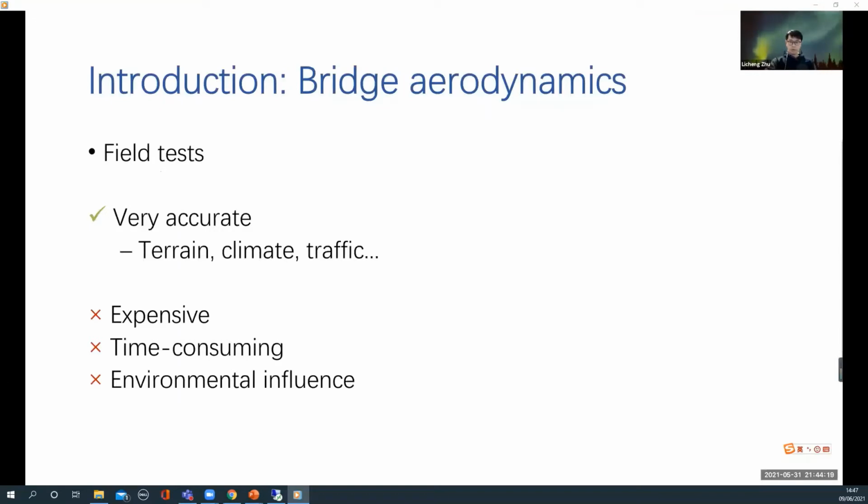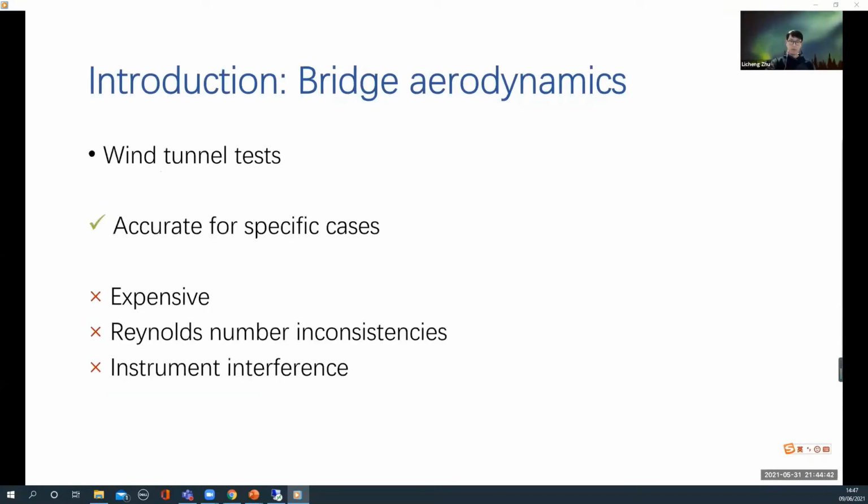For the field test, it is reliable, but in the meantime, it is extremely time-consuming, and the sensors installed on the bridge are very expensive. The detection may also be affected by traffic or animals, etc. Also, it is impossible to apply at the bridge design stage.